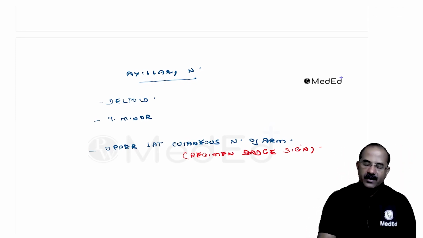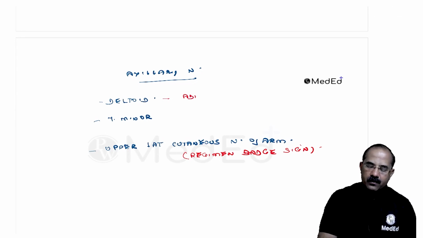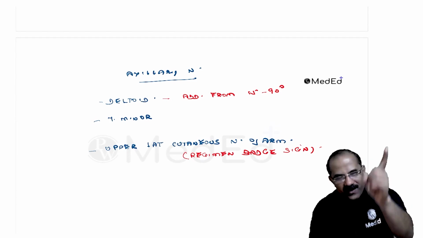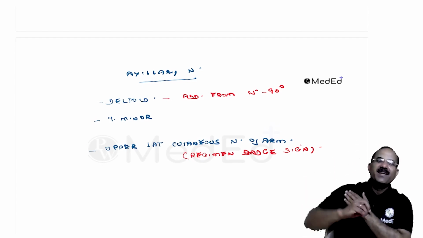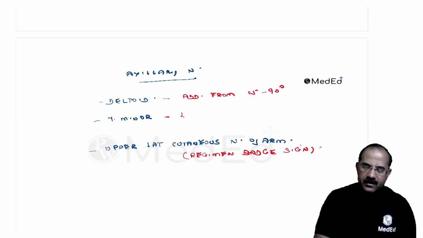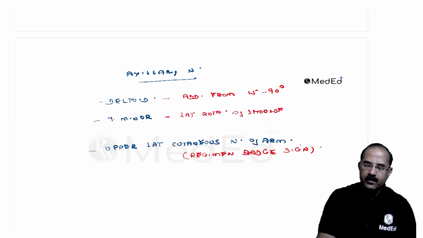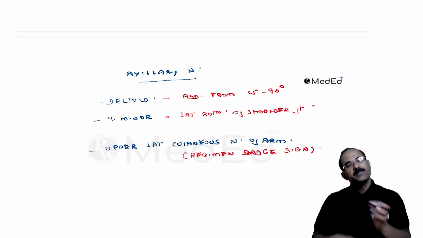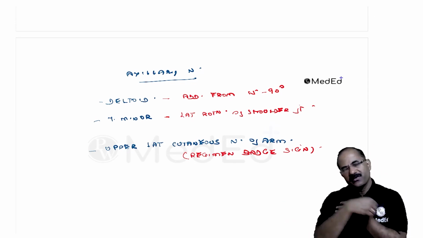Yes. So deltoid does what? Abduction from 15 to 90 degrees. Right, children? So if deltoid is paralyzed, abduction would be lost from 15 to 90. That much abduction would be lost. Okay. What is the action of teres minor? It is lateral rotation. The action of teres minor is lateral rotation of the shoulder joint. So children, if teres minor is damaged, there will be loss of lateral rotation. Lateral rotation would be lost.